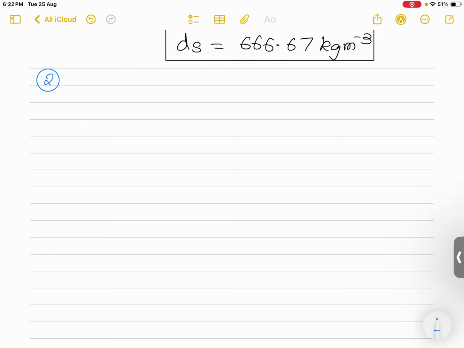A block of wood of mass 24 kg floats on water. So mass is given to us. Mass is 24 kg, so we will write here mass 24 kg. The volume of wood is 0.032 meter cube. Find the volume of block below the surface of water. Below the surface means small v we are supposed to find.